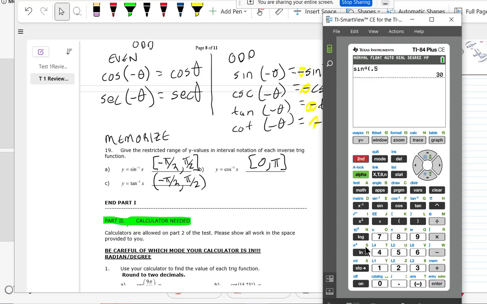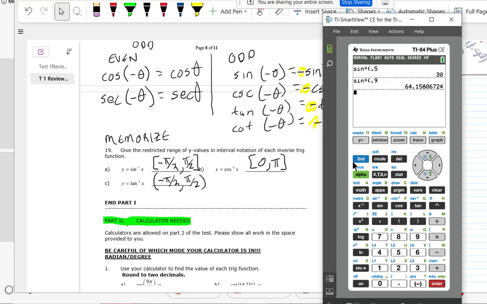I'm going to do it one more time with something else. I'm going to do inverse sine of 0.9. I get a 64-degree angle. So this is giving you a quadrant 1 answer.